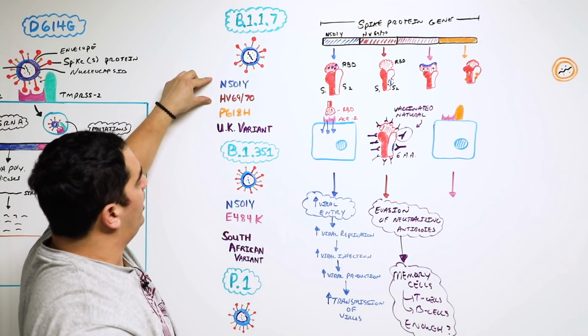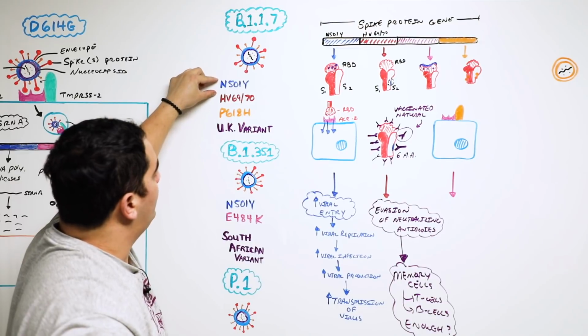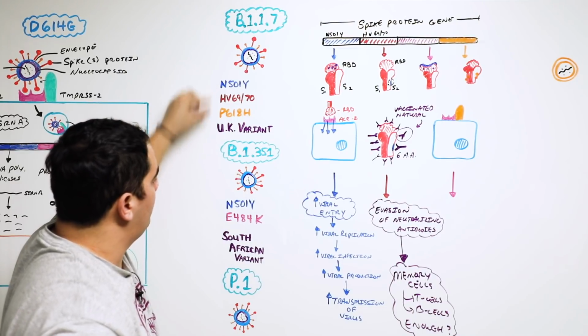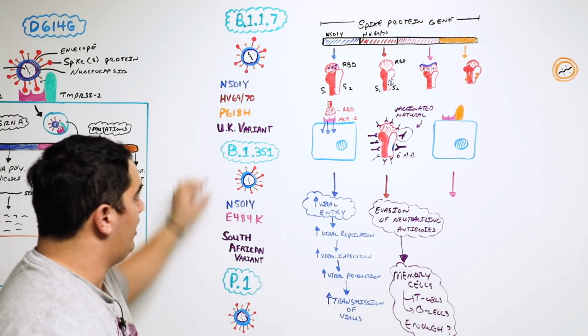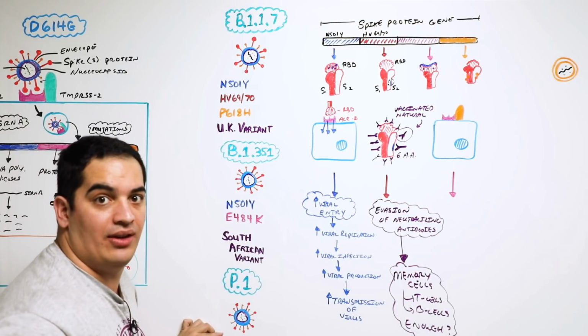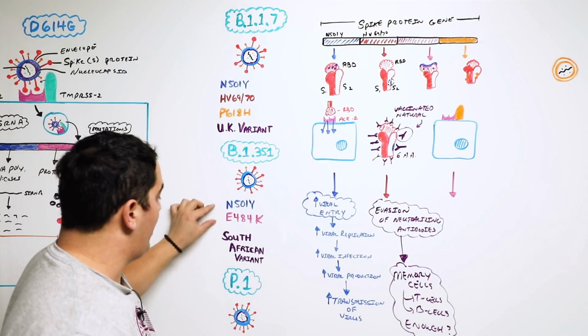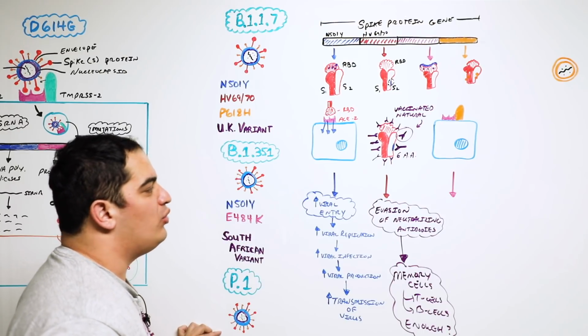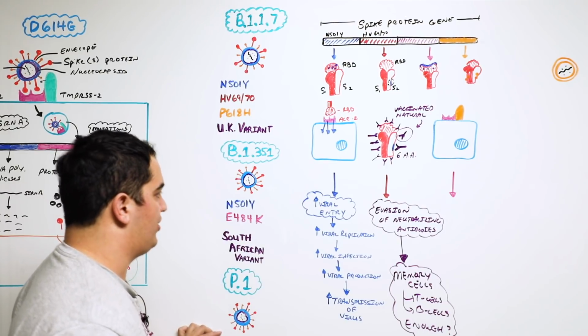Is that if you look here at the B117, look at the N501Y mutation. It's present in the South African variant and the Brazil variant. So all of these potentially have this mutation, this change that we're actually concerned with.